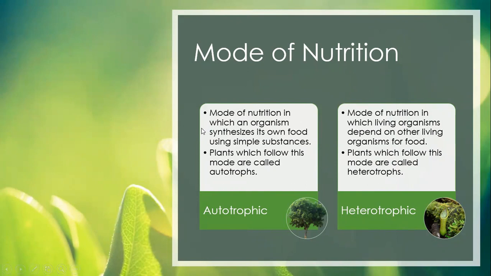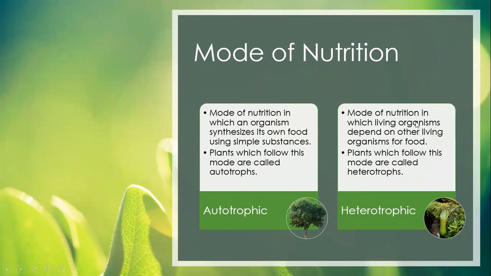So, the mode of nutrition in which an organism synthesizes its own food using simple substances is called the autotrophic mode of nutrition. Plants which follow this mode are called autotrophs. The plants which synthesize or make their own food using simple substances, which are sunlight, water, and carbon dioxide, are called autotrophs. Auto means self and trophic means food or nutrition or prepare, make, get.